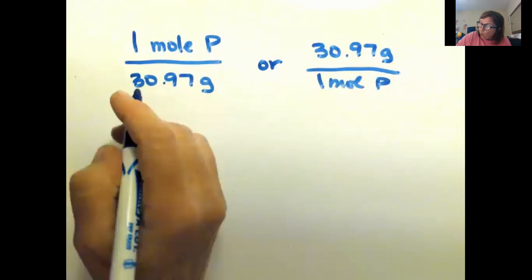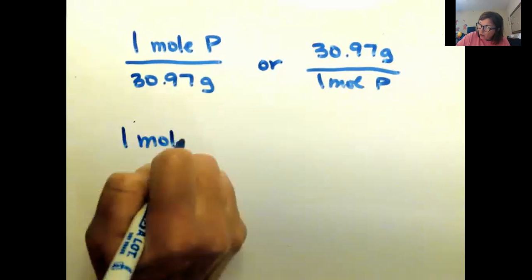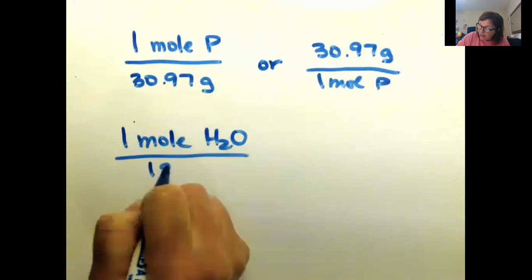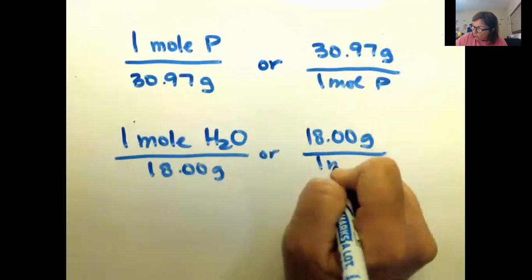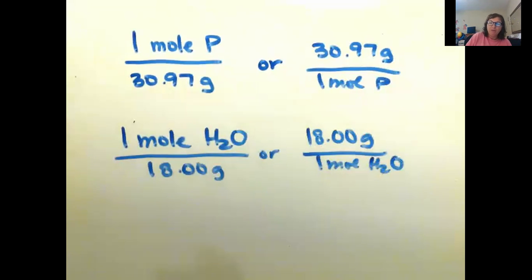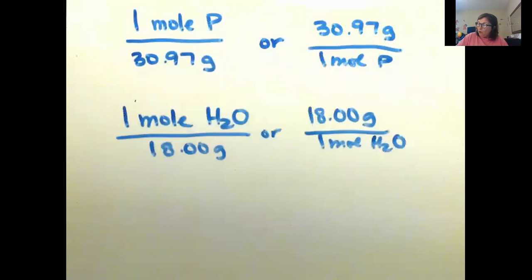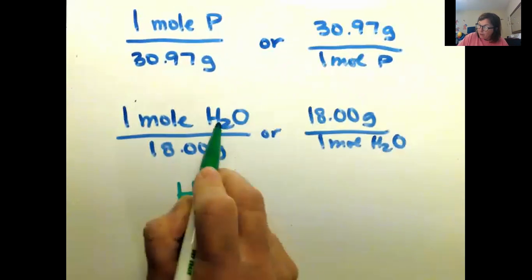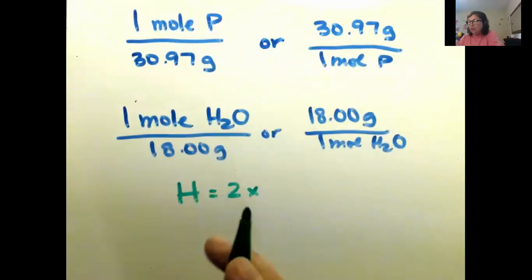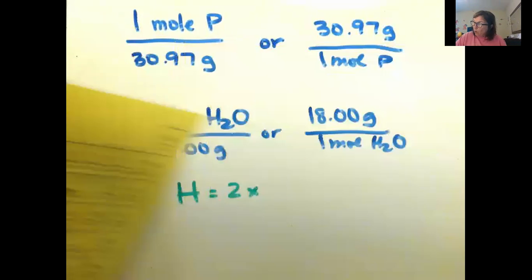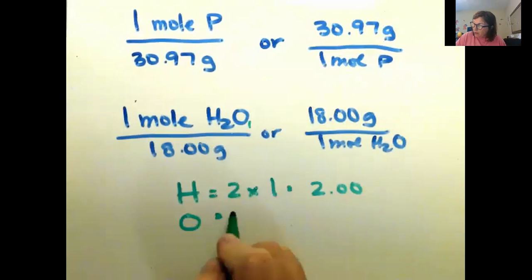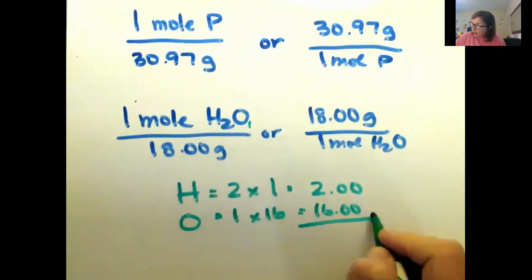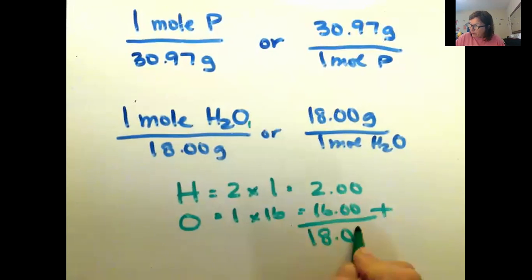Now, what if I have water? 1 mole of water equals 18.00 grams, or 18.00 grams equals 1 mole of water. You're like, well, Sam, how'd you know that? Well, let me shed some light on that for you. Water is made up of 2 hydrogens, right? So 2 times its atomic mass, which is 1, equals 2.00. And oxygen, there's only 1 oxygen there, right? So it's 1 times 16, which equals 16. You add these two together, so it's 18.00 grams. That's how you do molar mass.